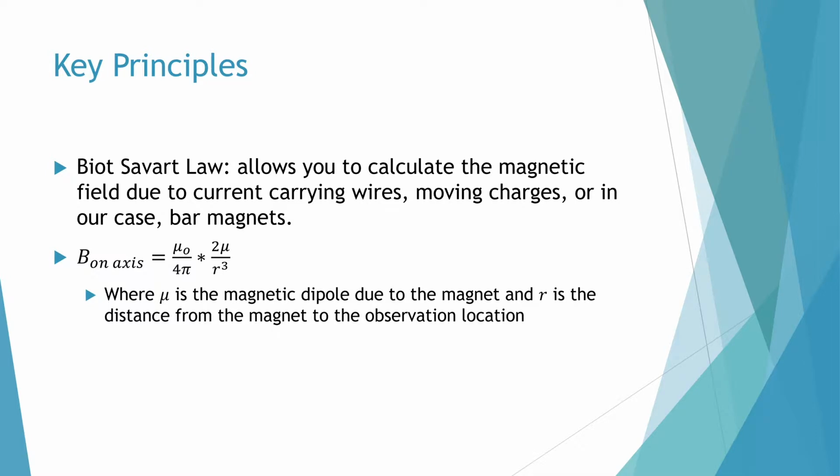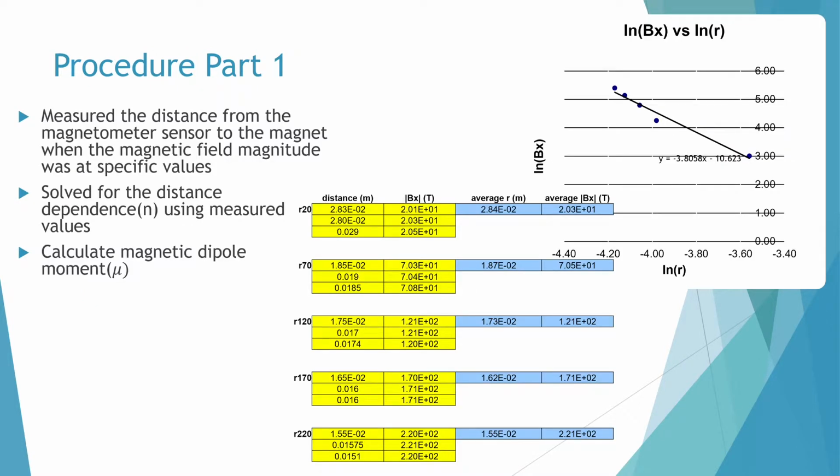You can calculate the magnetic field, in our case, due to a bar magnet. The on-axis calculation for the magnetic field is mu naught over 4 pi times 2 mu over r cubed, where mu is the magnetic dipole moment of that magnet and r is the distance from the magnet to the observation location.